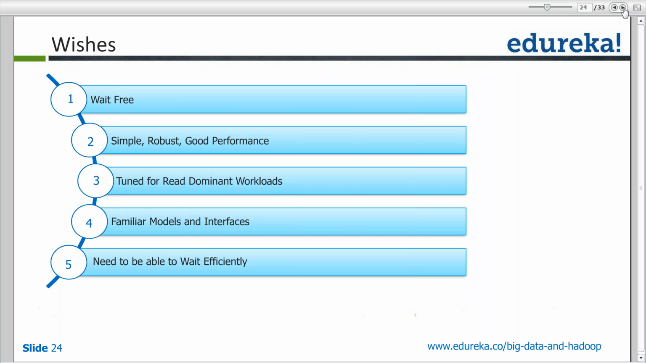Now where should you use Zookeeper? Where you want your application to be wait-free, simple, robust, good performance, tuned for read-dominant workloads, familiar models and interfaces, and need to be able to wait efficiently. These are the places where your application should use Zookeeper.